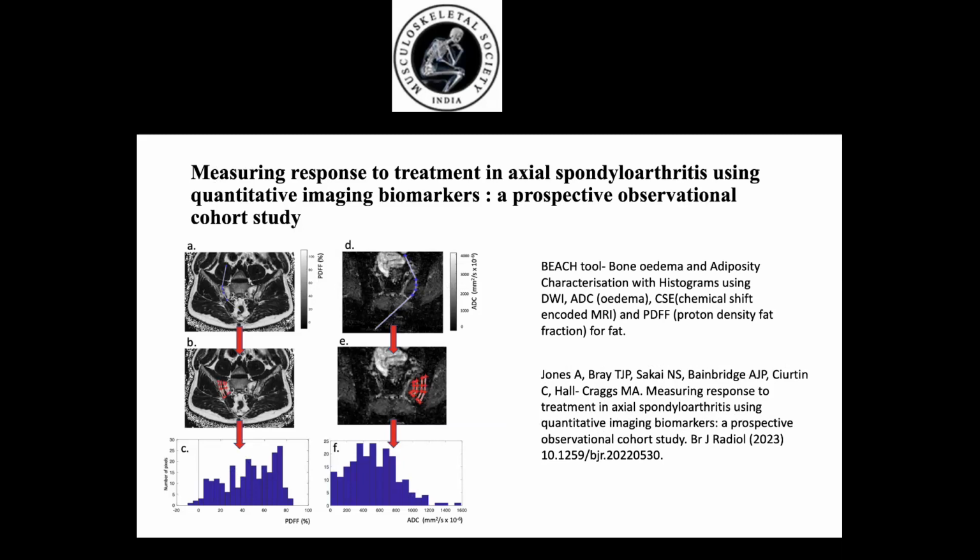This is quite interesting. I came across this study in the British Journal of Radiology, published in 2023. They've used a tool called BEACH, bone edema and adiposity characterization with histograms. They've used diffusion-weighted imaging and ADC to measure edema, and chemical shift imaging and PDFF to measure fat. The good thing about this, in my opinion, is that all these sequences are not really time-consuming to acquire, and there is no requirement for contrast.